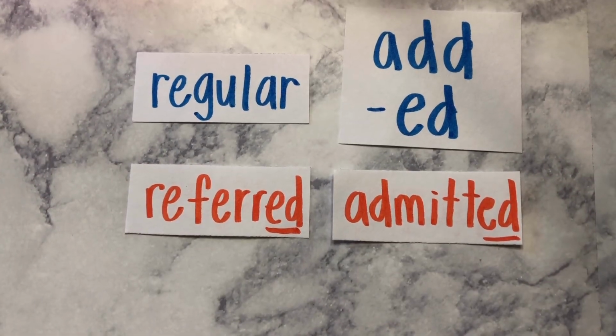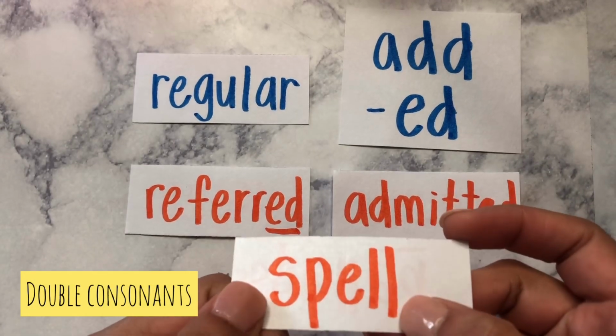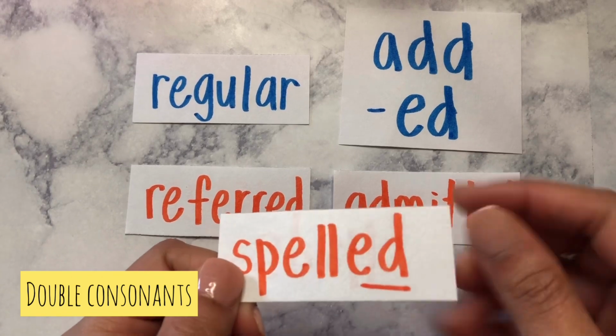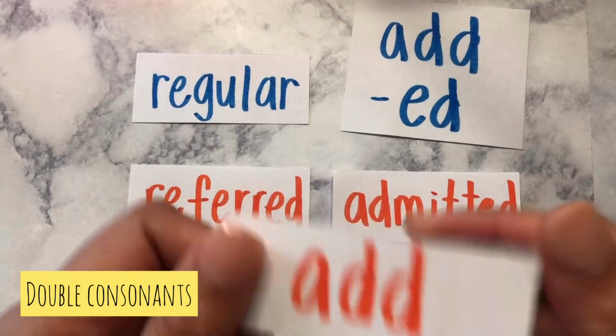Now take a look closely at what happens when a word already has double consonants at the end. So I'll just leave it like that and add the ed. Nothing changes. Same goes for the word add.